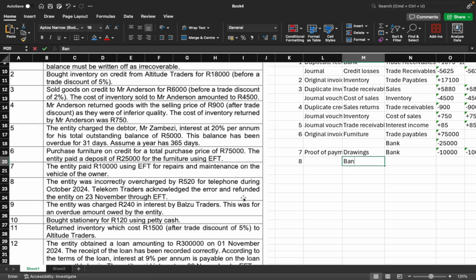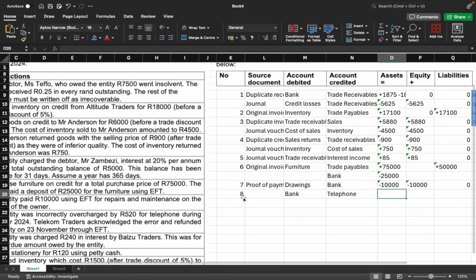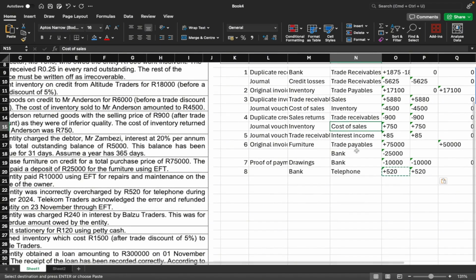So debit bank, credit telephone, and the amount there, since bank is debited, of course we're going to have a plus 520 rand under assets, and under equity, since our expense, in this case telephone, is being reversed, we're going to put it as a plus 520 rand. Remember cost of sales in number 4 that we were reversing because we had goods returned to us. So whenever you're reversing an expense, you put it as a positive under equity because it was initially a negative.